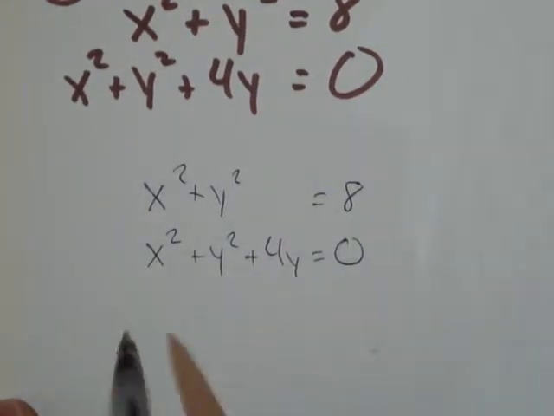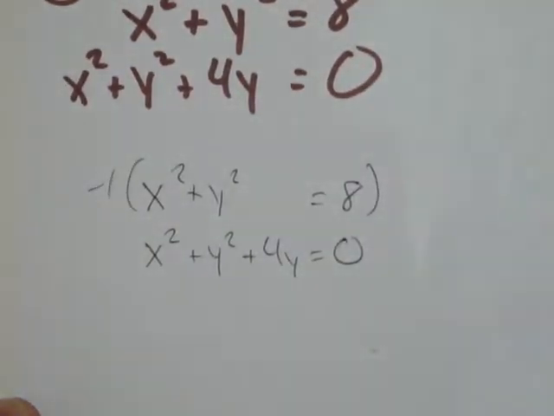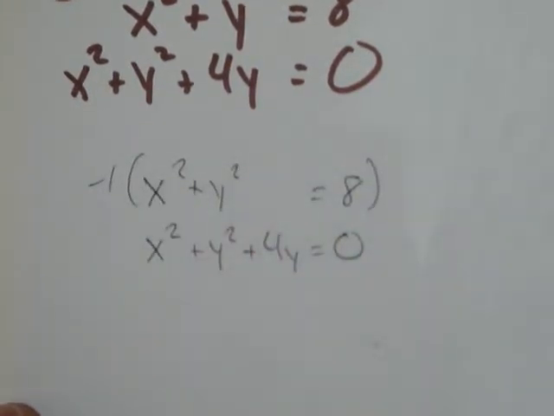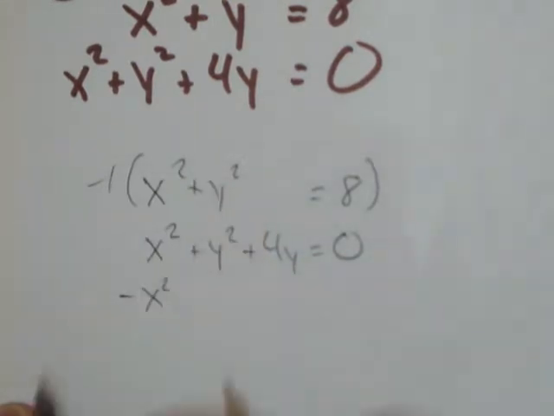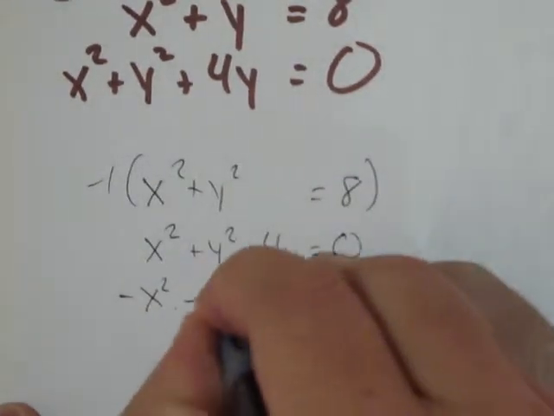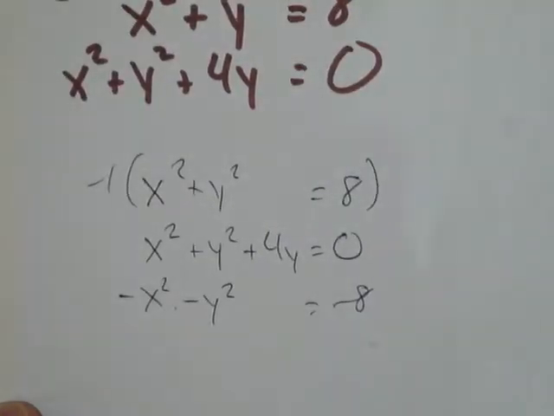We can do it. What we're going to do is take this whole top equation and multiply it by -1, and change all the signs. I'm going to write it down here, okay? So -1 times x squared is negative x squared. -1 times y squared is a minus y squared. -1 times 8 is a minus 8.